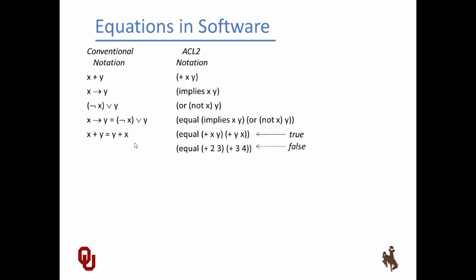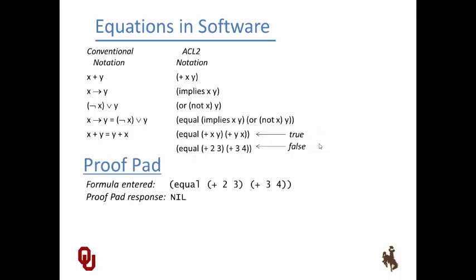operator delivers a Boolean value, that is a true-false value. The equation equal, plus x y, plus y x, of course, is true. That's the expression of the commutativity equation for addition. And when we write an equation like that, we expect the value to be true. When we write an equality between the sum of 2 and 3 and the sum of 3 and 4, of course that's false, and we would expect the equals operator to deliver false in that case. So equal in ACL2 is a Boolean operator. It delivers true or false based on a comparison between its operands.